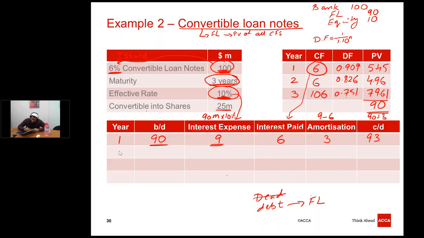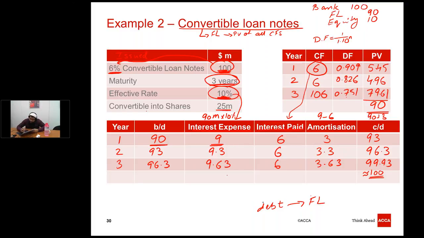Okay. Now let's prepare the table for year 2. The brought-down is going to be 93, 10% is going to be 9.3, interest paid is 6, amortization is 3.3, and the carried down would become 96.3. And in the last year, 96.3, 10% of this is going to be 9.63, interest paid 6, amortization 3.63, and the carried down is going to be 99.93, which is approximately 100. So this is how we are going to prepare the table.